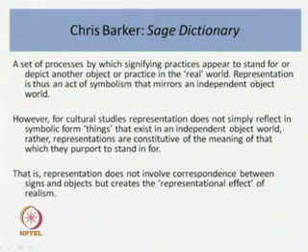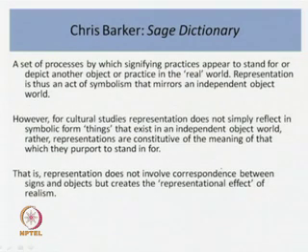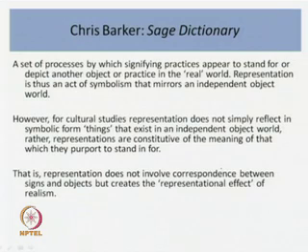Representation is thus an act of symbolism. Okay, we all have an idea of what symbolism is. Okay, the use of symbols to stand for something else. Representation is thus an act of symbolism that mirrors an independent object world. However, now he is moving away from the dictionary definition. He says, however, for cultural studies, representation does not simply reflect in symbolic forms things that exist in an independent object world. There is a problematic here, okay, as is indicated by Chris Barker's words.